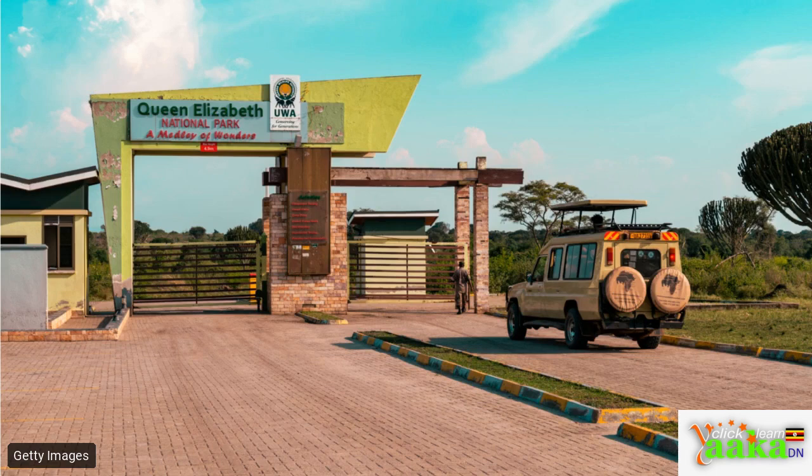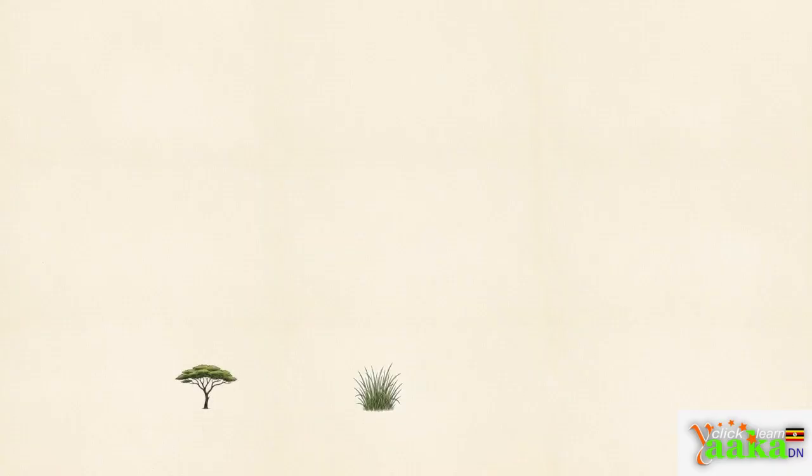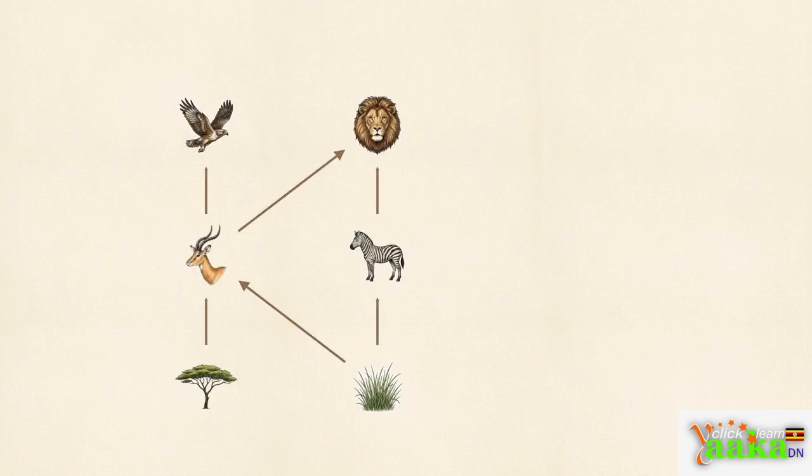This image shows the entrance to Queen Elizabeth National Park in Uganda. In a real habitat like this, animals rarely rely on one food source. This diagram represents a full savanna food web. It links multiple food chains together, mapping out how acacia trees, gazelles, and lions intersect in a working environment.